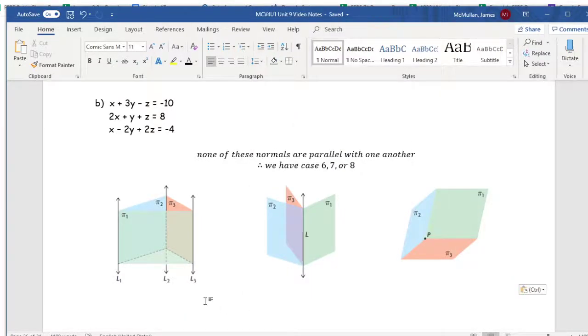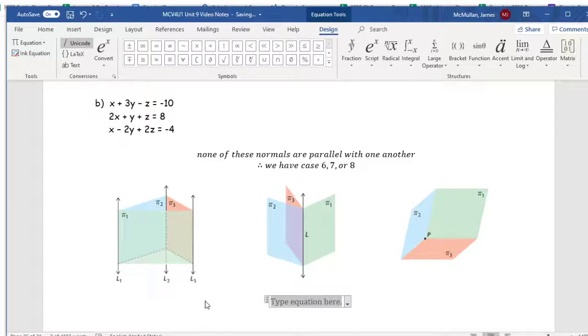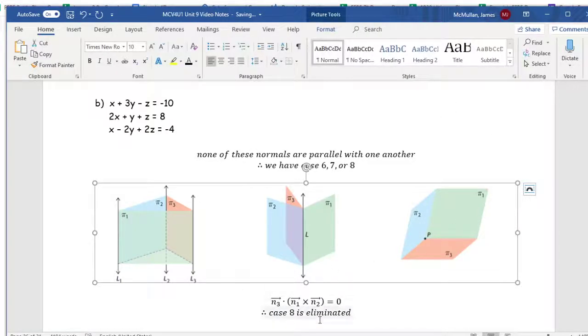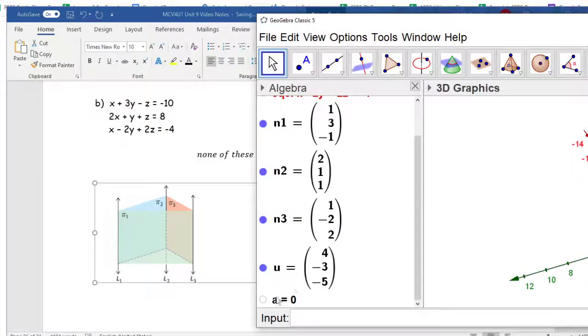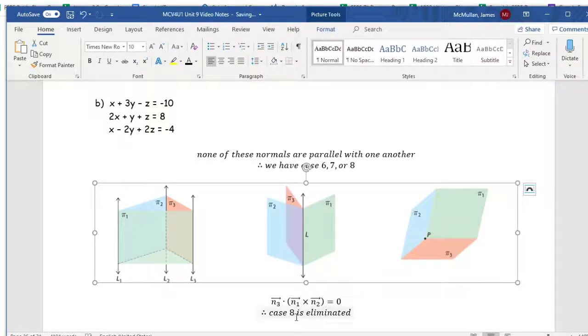So what I'm going to do here is n3 dot n1 cross n2 was equal to 0. Okay. Therefore, case 8 is eliminated. You can't have case 8 if these are coplanar. So they're coplanar, so that's not an option.